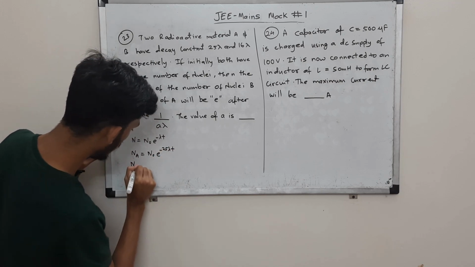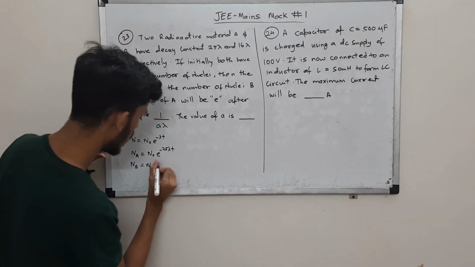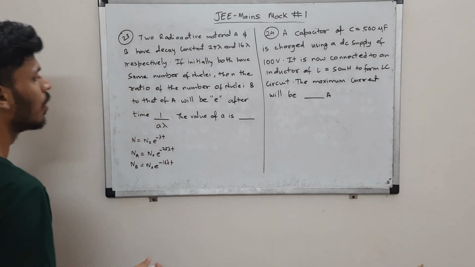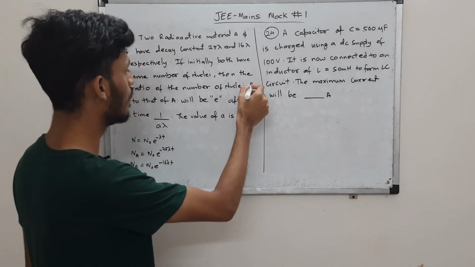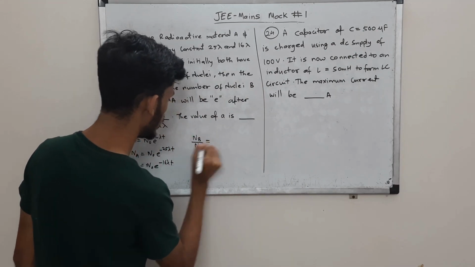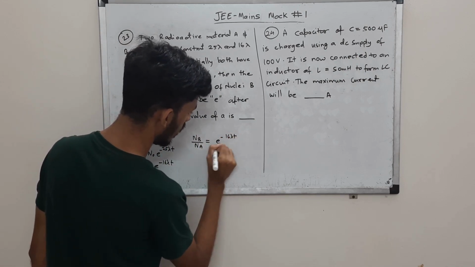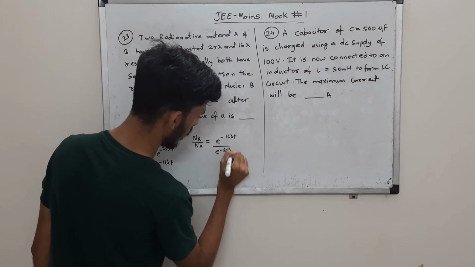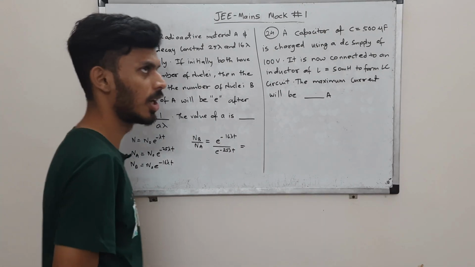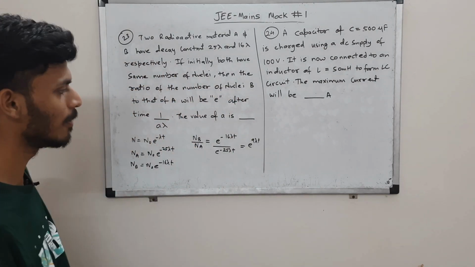Okay, and for B it is n0, the initial concentration is the same for both, so n0 same, e raised to minus 16 lambda t. Now take the ratio, and be careful, the ratio of the number of nuclei B to that of A. So NB by NA, n0 will get cancelled, and this will be e raised to minus 16 lambda t on e raised to minus 25 lambda t. Take it on top, that will become plus 25. 25 minus 16, that is 9, e raised to 9 lambda t. You can clearly see the answer will be 9 over here.